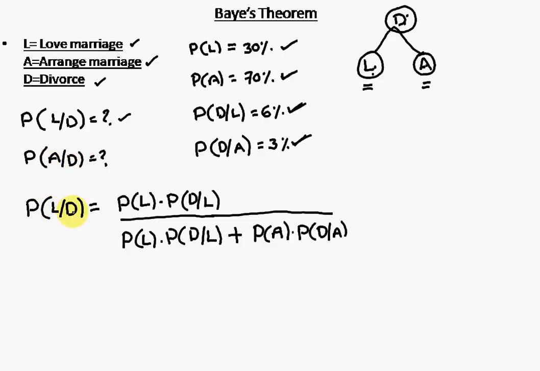What is the meaning of this one? Probability of love marriage given D occurs means in a society if you choose a person and he is divorced, what is the probability that he is having a love marriage? This is called the probability of L given D occurs. So this is the formula.